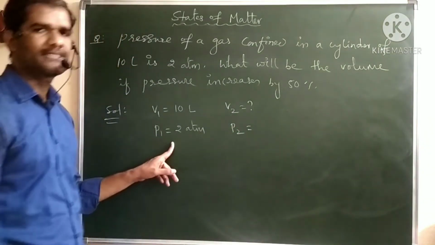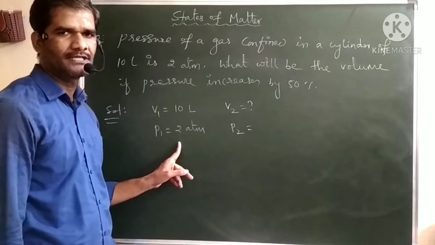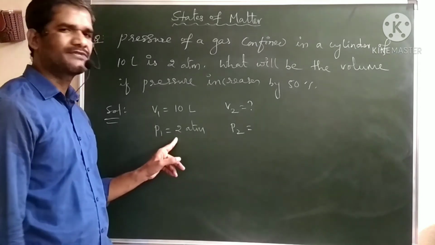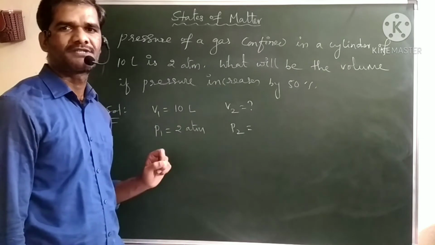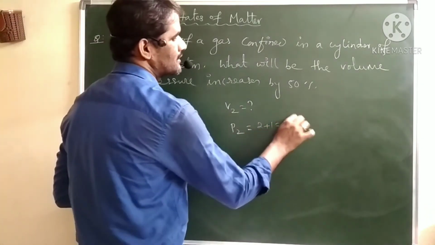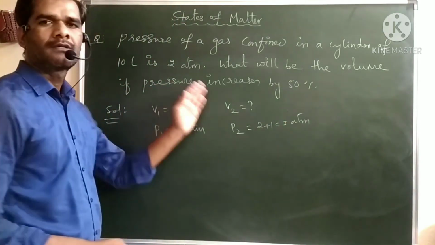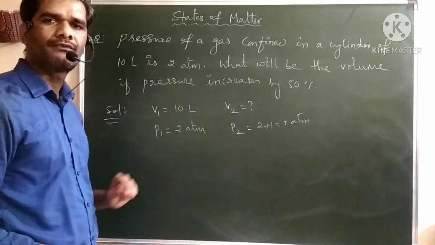The initial pressure is increased by 50%. So in 2 atmospheres, 50% means 1 atmosphere. So 2 atmospheres, and the increased amount is 1 atmosphere. So the total pressure is 2 plus 1, that is 3 atmospheres. Again we have P1, V1 and P2. We have to calculate V2 here.